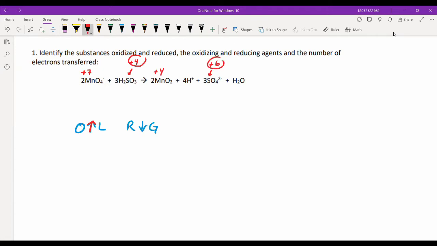So the H2SO3 would be the substance that's oxidized. Again, it's just the sulfur in that, but we say the whole reagent. And the manganese is decreasing its oxidation state in this reaction, and that's going to be what's reduced. The permanganate ion, specifically MnO4-, is what we would say is reduced.